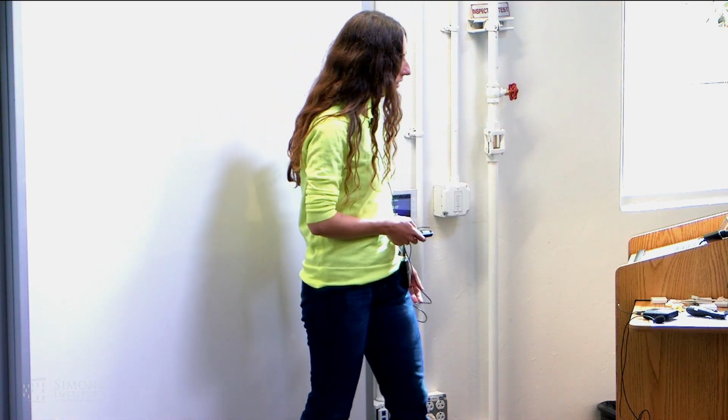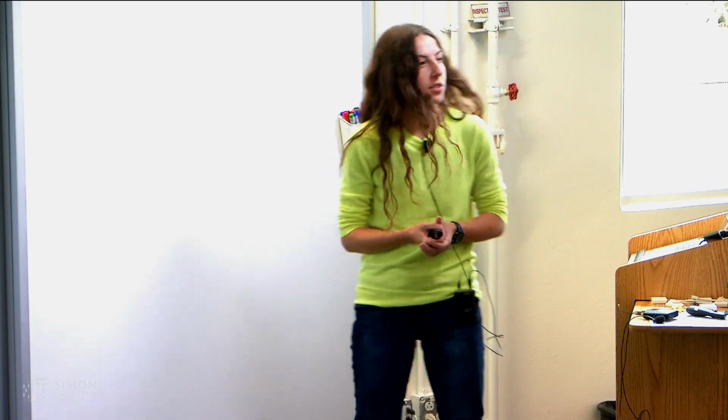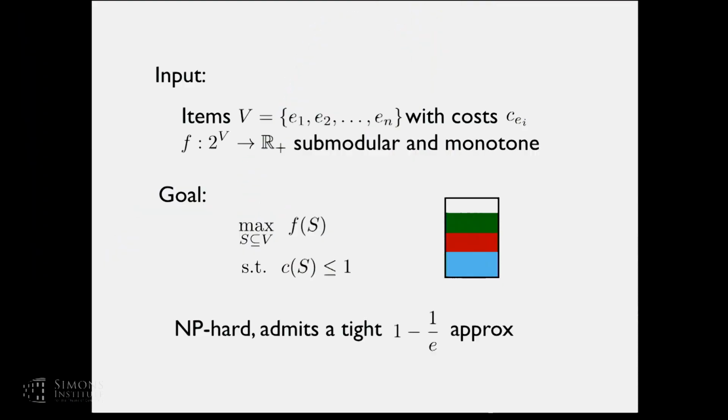As the title suggests, we're interested in the submodular maximization problem with a knapsack constraint. So we have n items. Each of them has a cost. And we have a function f on these items, which we assume throughout the talk to be submodular, monotone, and also non-negative. Our goal is to select a subset of these items that have costs, let's say, no more than 1. And subject to this, we want to maximize the value of the function.